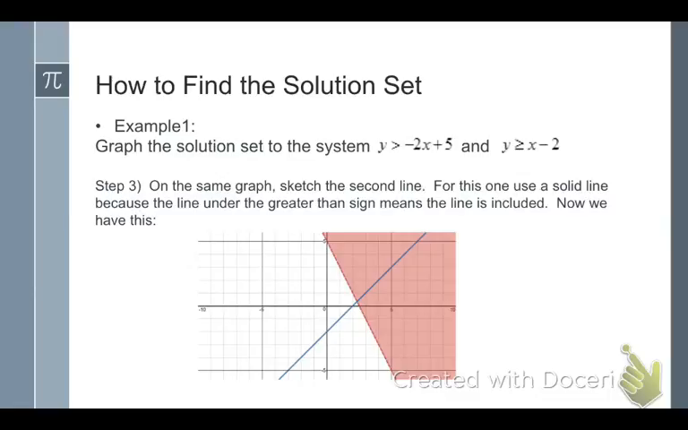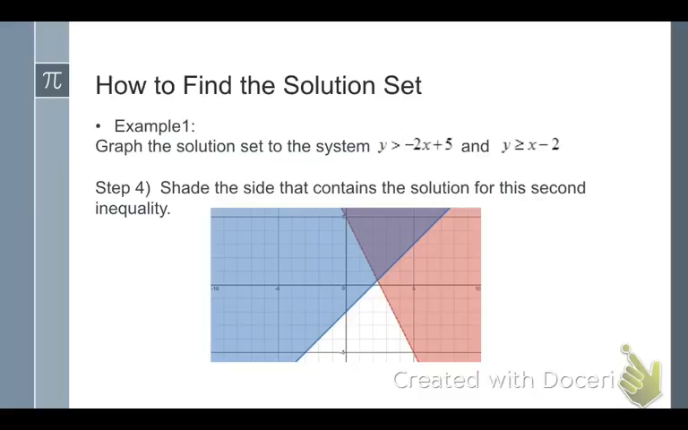So this blue line on this graph is y equals x minus 2. And I make it solid because that second inequality includes an equal sign. Now I have to choose which side to shade. I want y to be greater than or equal to x minus 2, so I'm going to shade above the line. Since it's in slope-intercept form, I can do that without thinking about it. Or I could say, does 0, 0 make this true? Is 0 greater than or equal to 0 minus 2? Yes, it is, so this is the side I'm going to shade. We'll see that on the next slide.